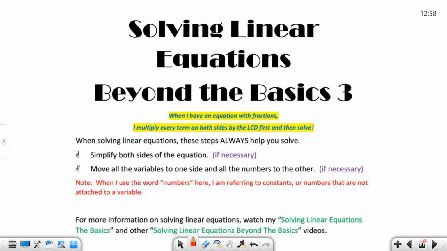All right. So when I have an equation with fractions, I choose to multiply every term on both sides by the LCD first and then solve. That's my eliminate fractions step that I talk about when I solve equations. I always like to eliminate my fractions as soon as possible. Then once you do that, simplify both sides, move all the variables to one side, numbers to the other. When I say numbers, I'm talking about constants. And again, if you need more help with this, if you need something more basic, go to the Basics or my Beyond the Basics videos 1 and 2. All right.